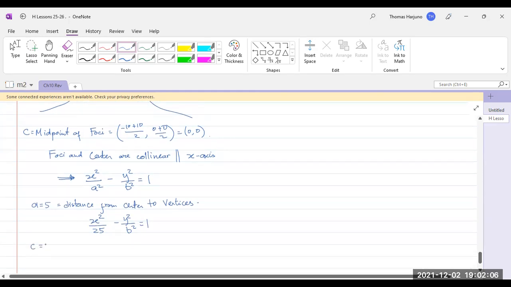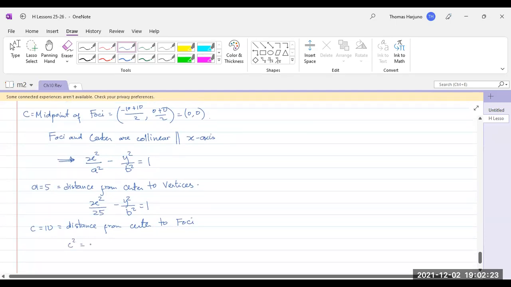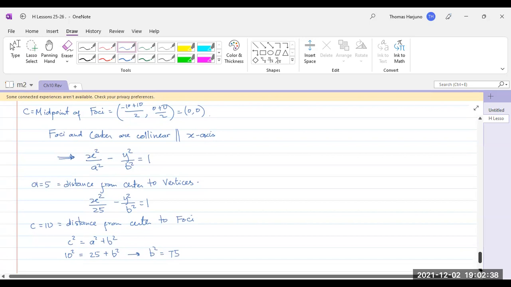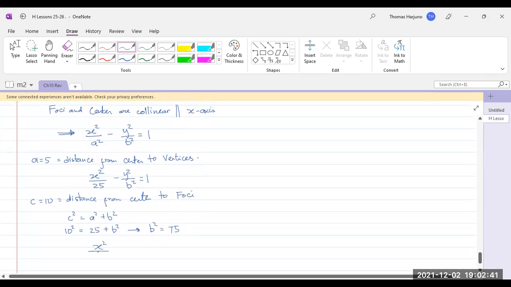Now c is 10. That's the distance from the center to the foci. But we know c squared equals a squared plus b squared. We will use this to find b squared. So b squared is 75. From here, we know the equation is x squared over 25 minus y squared over 75 equals 1.